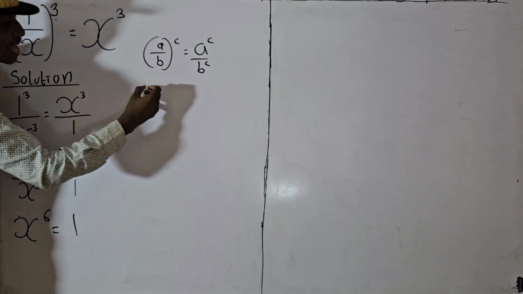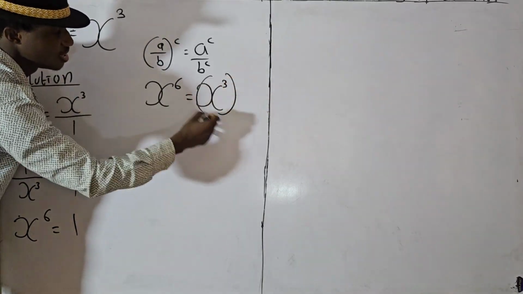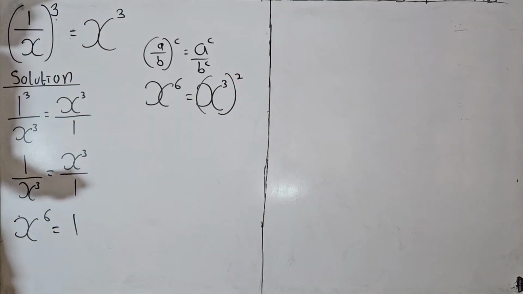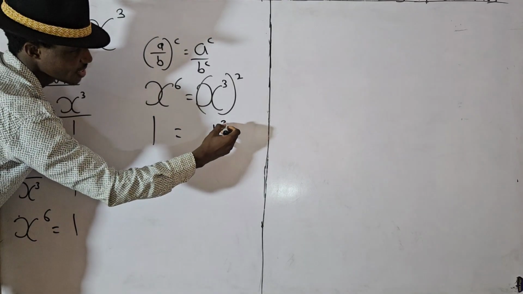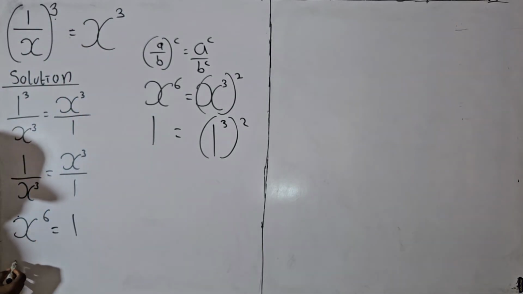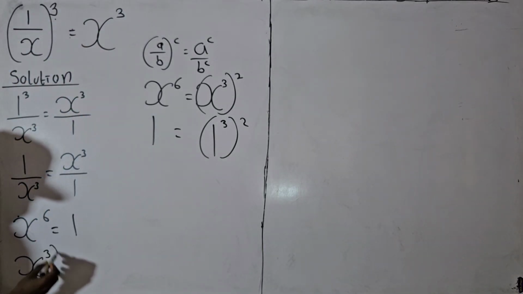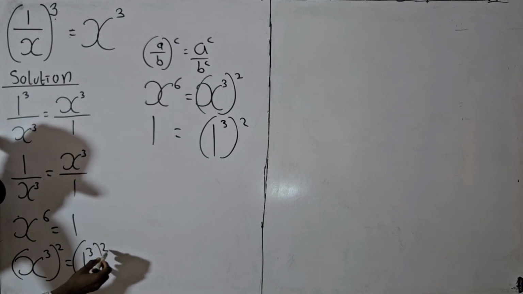Okay, recall that x raised to the power of 6 can be written as x raised to the power of 3 raised to the power of 2. Are you following? Also, 1 can be written as 1 raised to the power of 3 raised to the power of 2. Okay? So let us replace it. I'm going to have x raised to the power of 3 raised to the power of 2 equals 1 raised to the power of 3 raised to the power of 2.